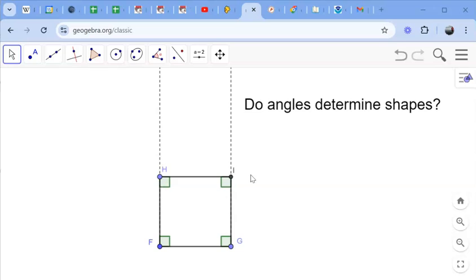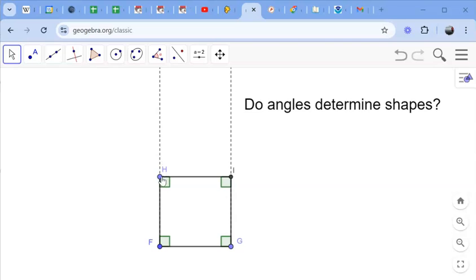I asked GeoGebra to make me a shape with all four of these angles being right angles. So it is a rectangle. It happens to have a very particular shape. It happens to be at least very close to being a square. And the question is, is there some way I could stretch it or reshape it so that it's no longer exactly the same shape? So in particular, it's no longer a square, but it still has the same angles. Well, we know that there are non-square rectangles.